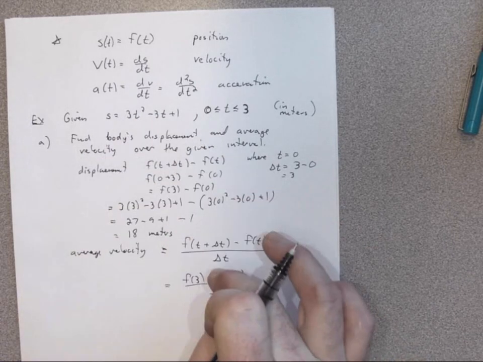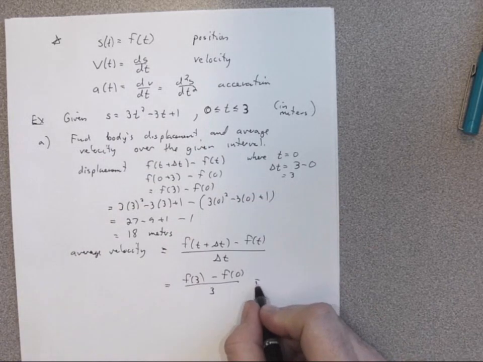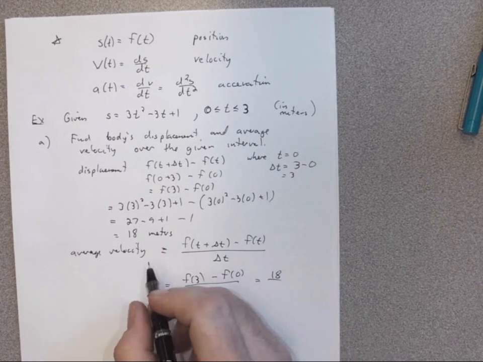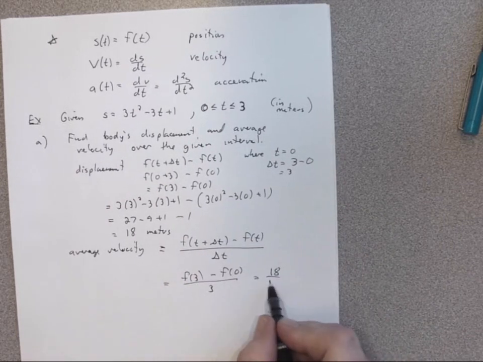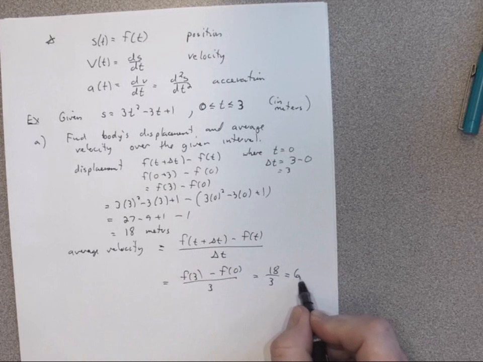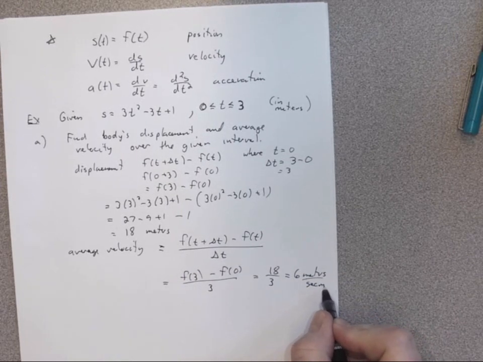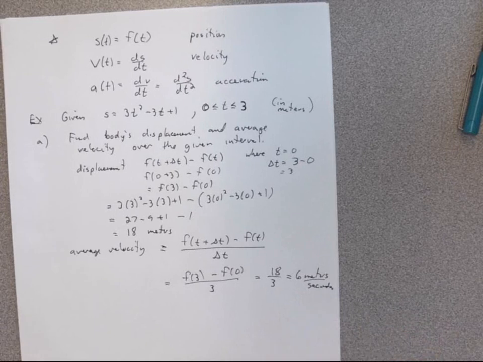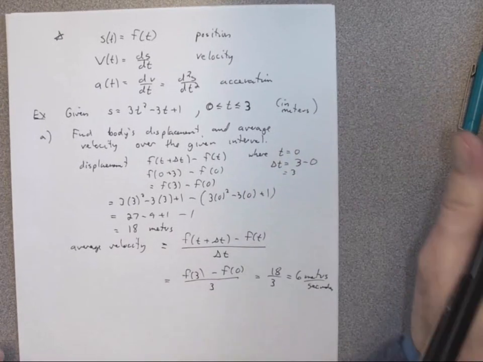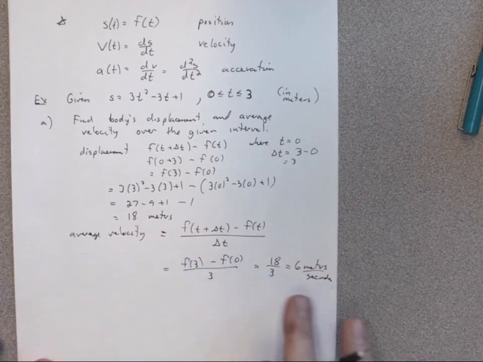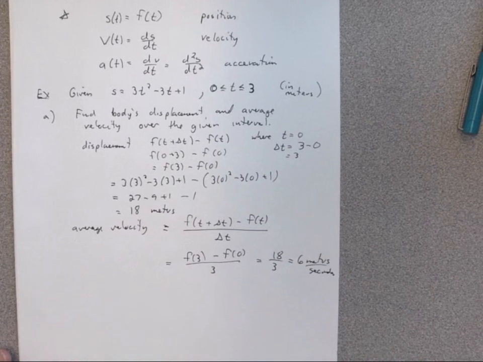So the displacement gives us the numerator of the average velocity, which is 18, all over the change in t, which was 3. So this is 6 meters per second. I don't know what they said time is, whatever, times in seconds now. I didn't define it, so we'll say it's in meters and time in seconds. So the average velocity was 6 meters per second.